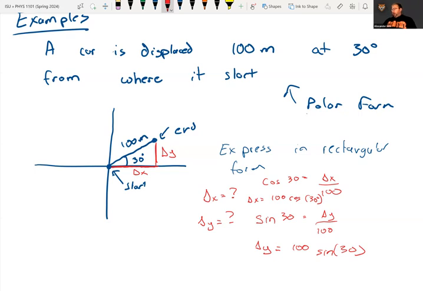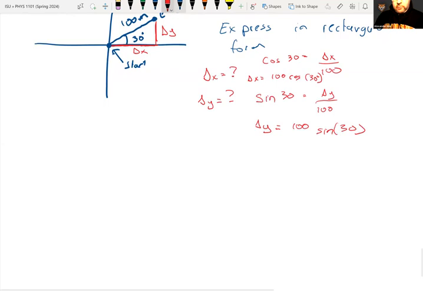All right. So that's kind of what's going on with that. It will be important to know how to go back and forth between polar and rectangular. Okay, so I also want to do another quick example where we go the other way.